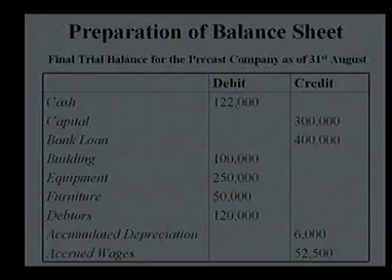Cash, there are very few changes. Now, you will find that the revenues and expense items, they will not be appearing here because they have already been closed and taken to the profit and loss account. So, now in this particular final trial balance you will find mostly items concerned with assets and liabilities. For example, you have cash, capital, bank loan, building, equipment, furniture, debtors, accumulated depreciation, accrued wages. Now, all of them either belong to asset or liability.